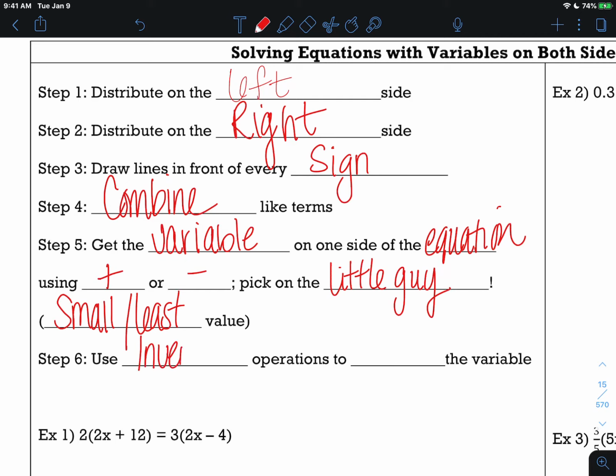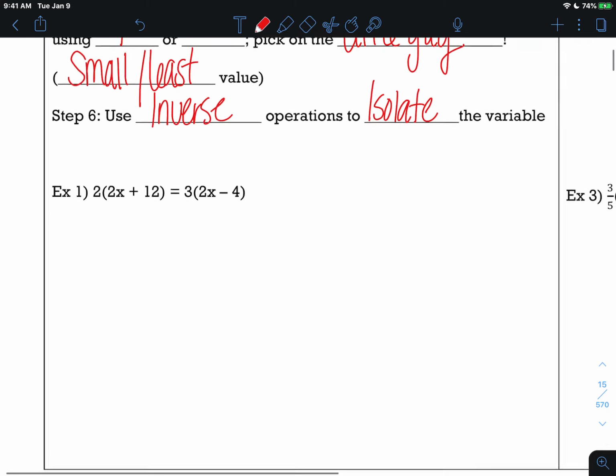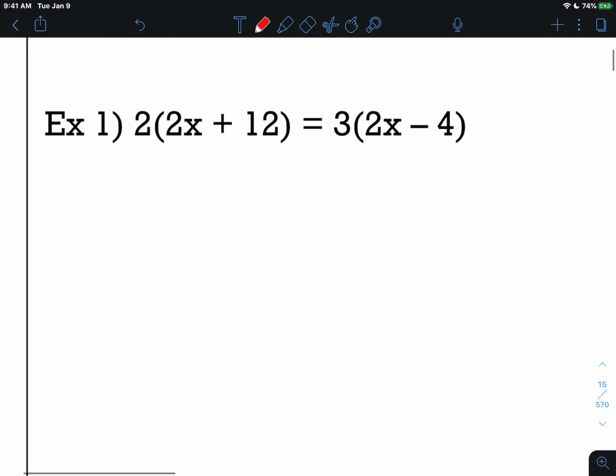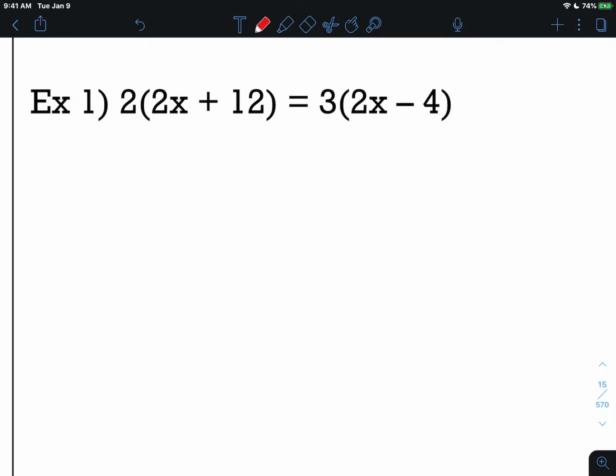Step 6, we're going to use our inverse operations to isolate the variable. A super fancy way of saying we're going to do the opposite to get the variable by itself. Let's take a look at example number 1. And like I said, everybody develops their own way of doing this. I don't think the steps have to be done in any particular order exactly that way, but just know that there are certain things that make it easier, okay?